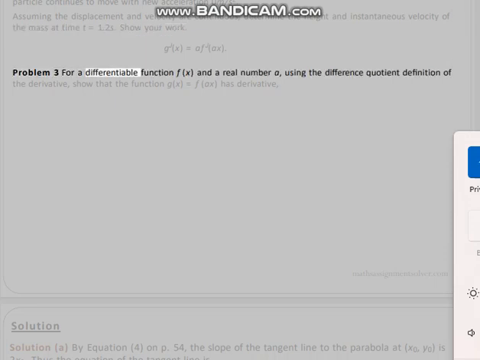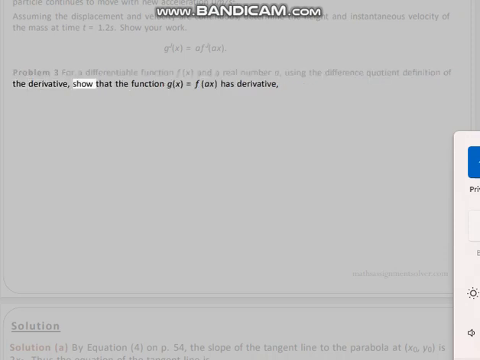Problem 3. For a differentiable function f(x) and a real number a, using the difference quotient definition of the derivative, show that the function g(x) equals af(x) has derivative g'(x) equals af'(x).